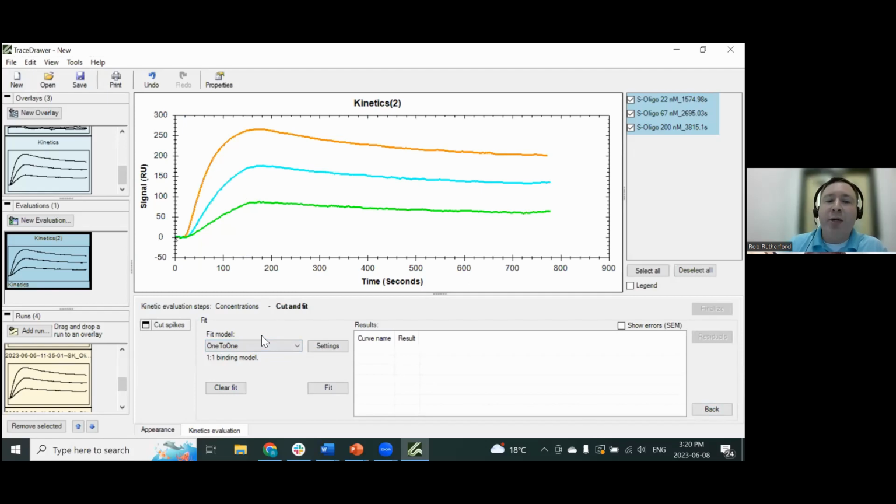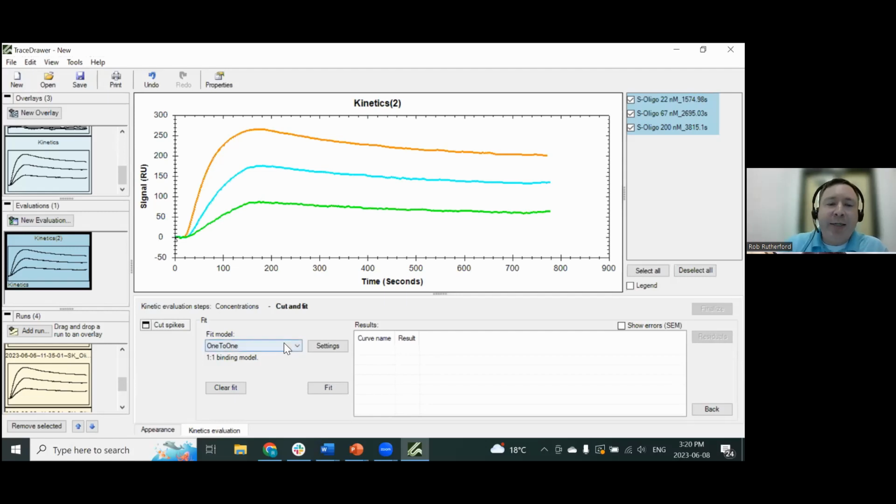When you're trying to orient which model you're going to choose, it's always from the ligand's point of view. So if the ligand is only binding one analyte, it's 1-to-1. If the ligand is binding 2 analytes, it's 1-to-2. So just think of it from the ligand's perspective.